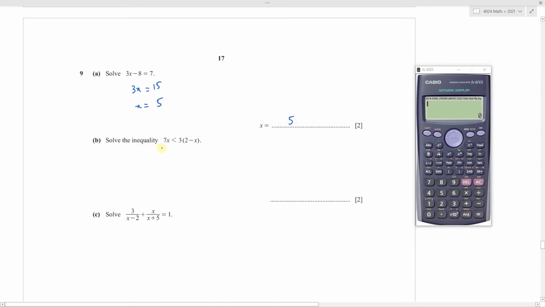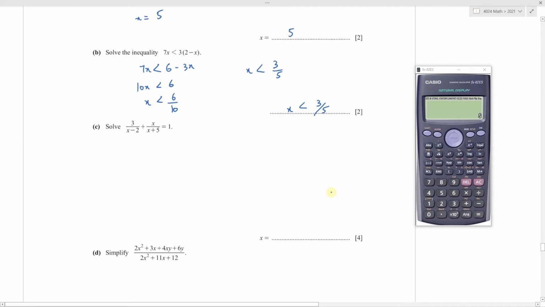Solve the inequality. So let's open this bracket. So I will get 7x is less than 3 2s are 6 minus 3x. Take this 3x to the other side. This will become 10x is less than 6. X is less than 6 over 10. And in the simplified form, it will be x is less than 3 over 5. 2 times 3 is 6, 2 times 5 is 10. So x is less than 3 by 5.